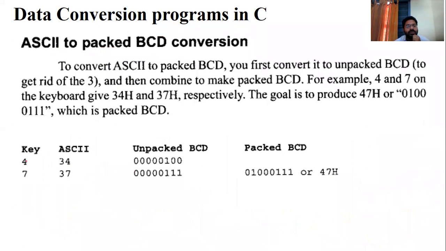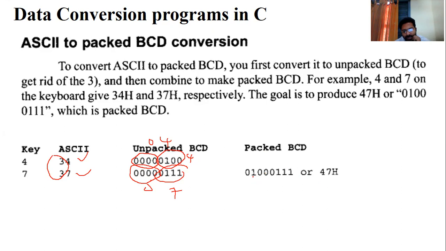Okay, see this. In ASCII, the key 4 is 34. You can simply add the 3 in front of the decimal numbers. See, unpacked BCD, these 4 bits are 0, this is the 4. So this is 04. Again, this is the 0, and this is the 7.